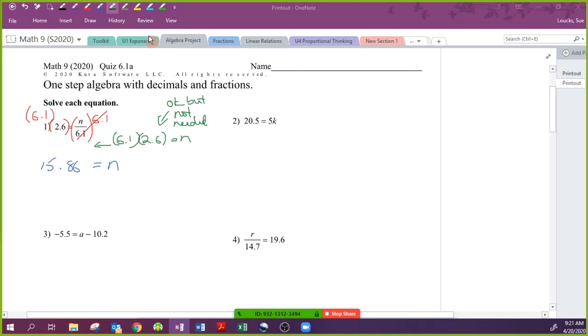Okay. For question 2, what you do is you're going to divide this side by 5. But you have to show me that you're dividing the other side by 5 as well. That is going to be so important when the questions get more complicated. You have to show that you do it on both sides. And the answer you get is 4.1 equals K.